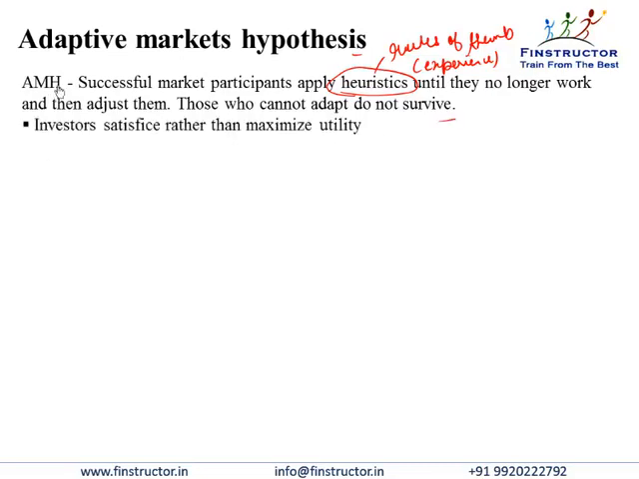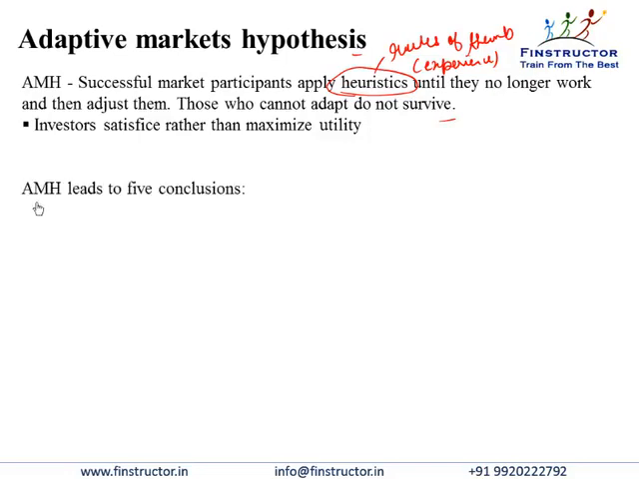So the adaptive markets hypothesis is consistent with the theory of satisficing rather than maximizing utility. So they look for heuristics until they find a heuristic that satisfactorily gives them returns, and then they start applying that heuristic. That heuristic may not always be true, it may not always be the optimal solution, but that is how investors invest.